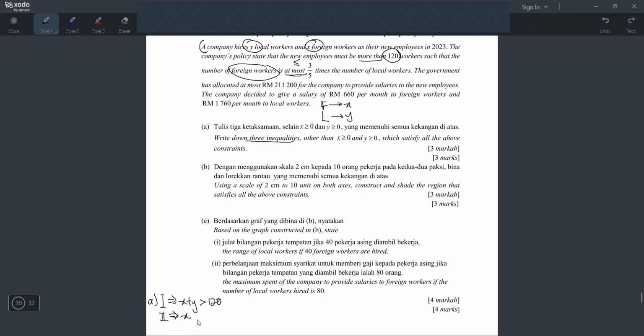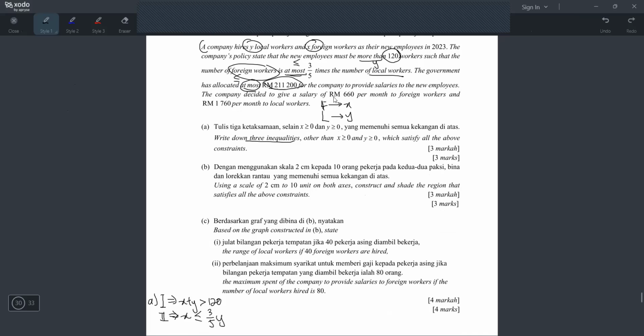At most means smaller than or equal to. So X is smaller than or equal to 3/5 times the local, which is Y. So X ≤ 3/5Y. And then the next one says the government has allocated at most, and at most means smaller than or equal to, 211,200 for the company to provide salary to new workers.